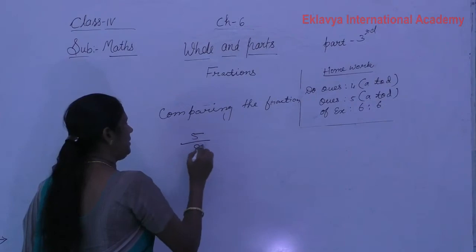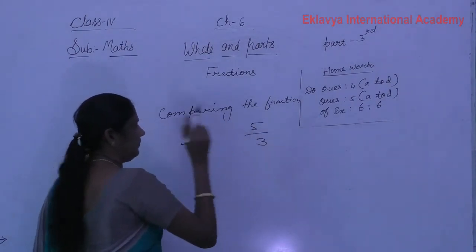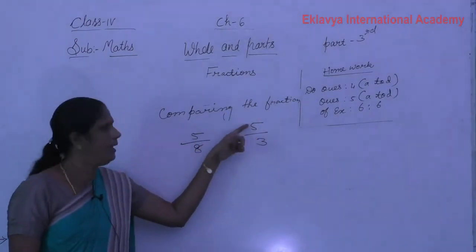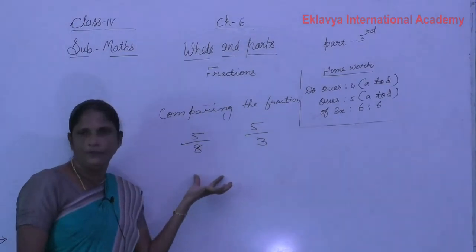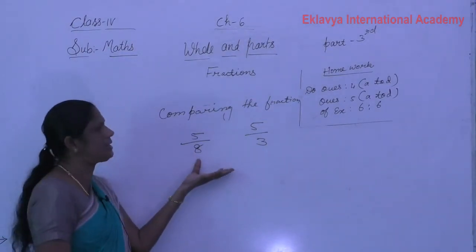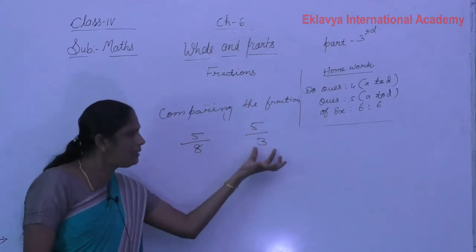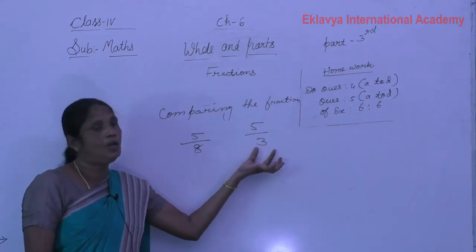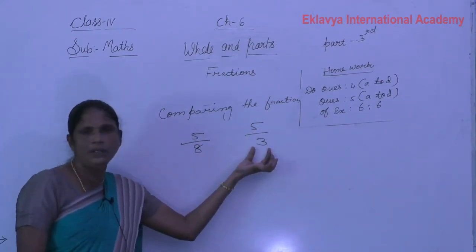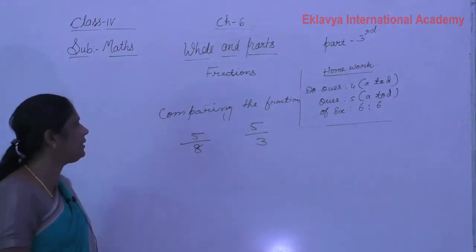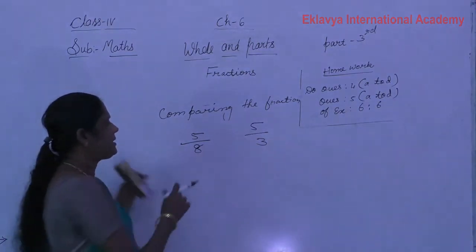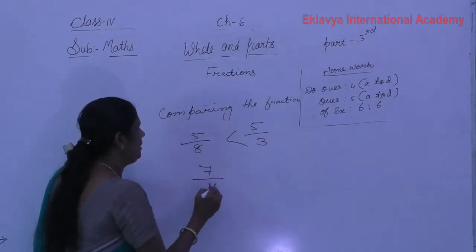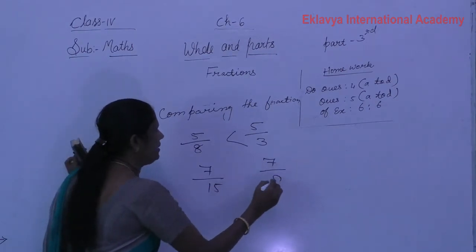5 by 8 and 5 by 3. Here the numerators are the same, denominators are different. In this situation, the smaller the denominator, the greater the fraction. Which is the greater fraction? Smaller the denominator is greater. Here 5 by 3 is greater. Understand?